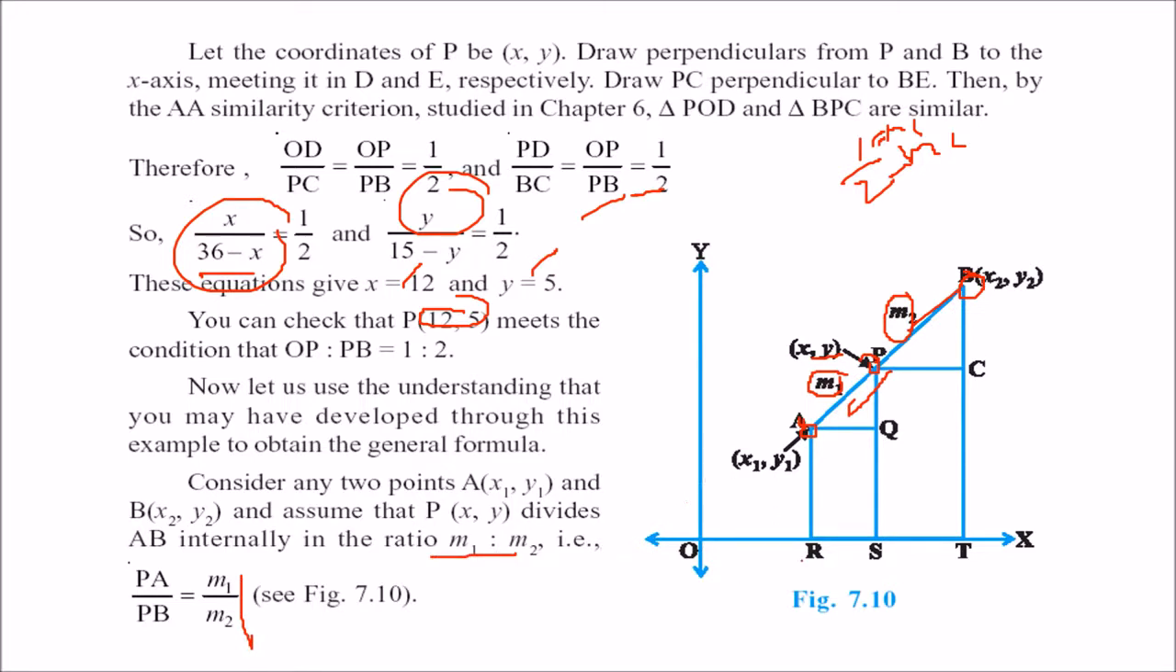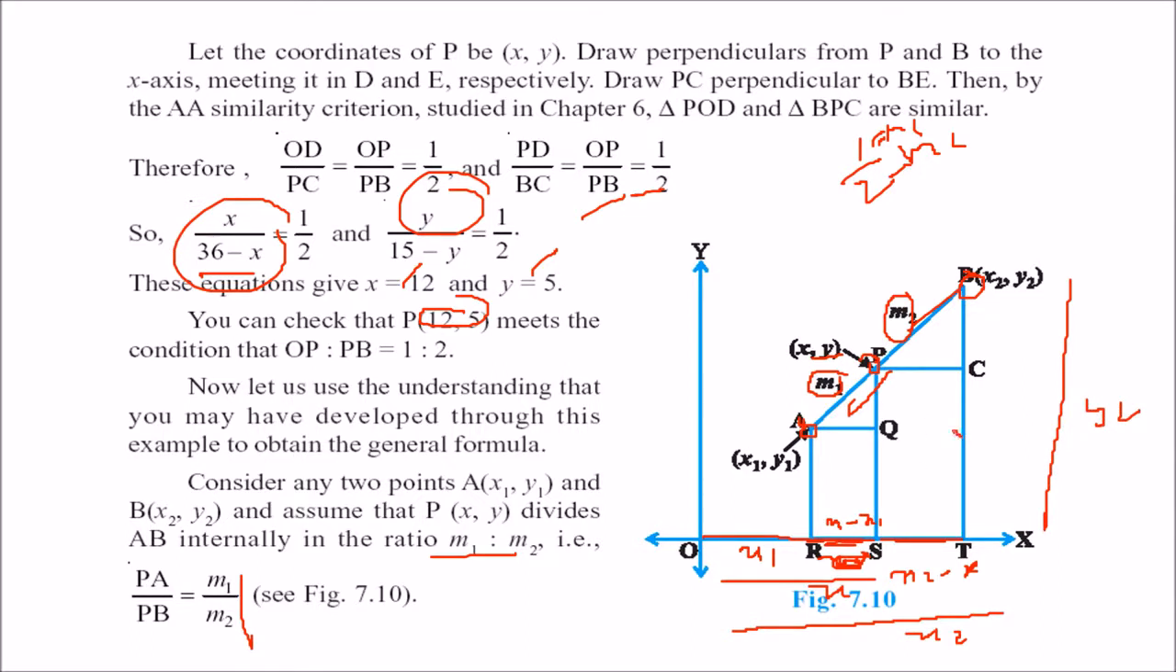Now, what is this distance? See, this is x1 and this is x, and this whole is x2. So this distance is x1 minus x, and this distance is x2 minus x. Again, this is x minus x1. Now this is y2.